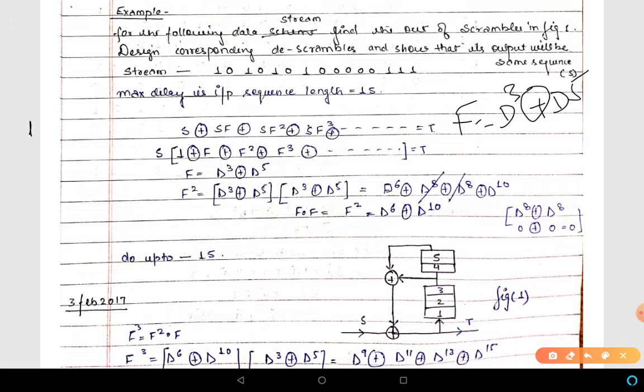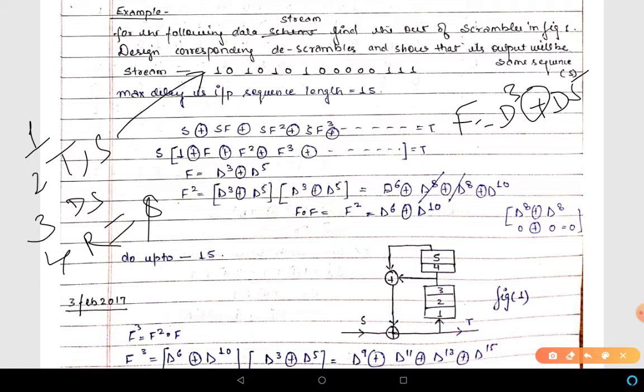In part 1 we have to design the Scrambler. In part 2 we have to find the output for a given sequence s, which is this. Third, we have to design the Descrambler, and fourth, we have to find the output of the Descrambler, that is r, and show that r is the same as s, which is this sequence. These four parts we have to see in this example.